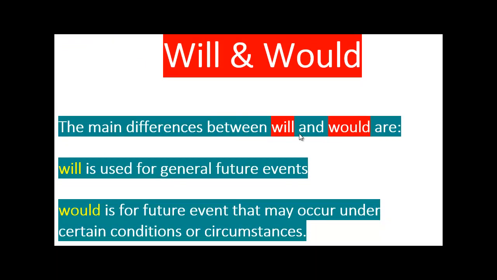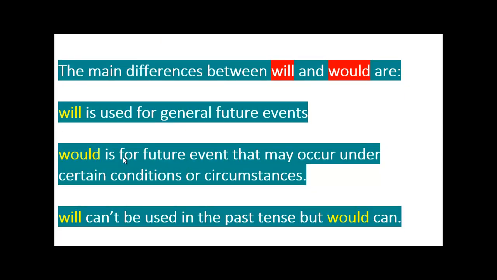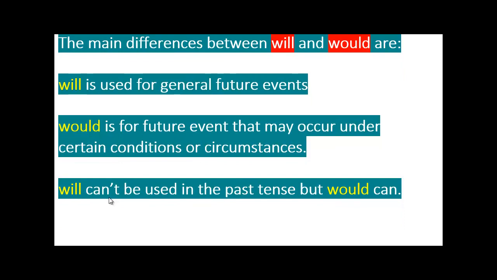The main difference between will and would is that will is used for general future events, while would can be used for future events under certain circumstances or conditions. Another difference is that will can't be used in the past tense, while would can, okay?